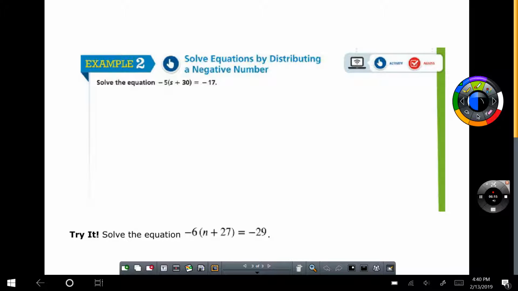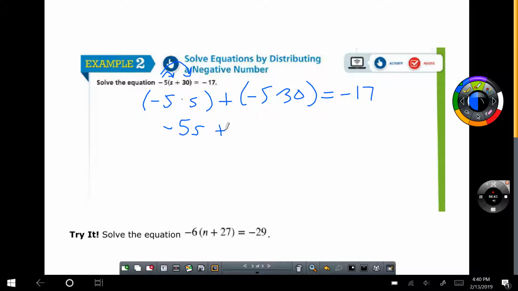We need to distribute first. Anytime we see a number times parentheses, we always do the distributive property first, no matter what. So we're going to take negative 5 times s. So we have negative 5 times s plus negative 5 times 30 equals negative 17. We do our multiplication. Negative 5 times s is negative 5s plus negative 5 times 30 is negative 150 equals negative 17.